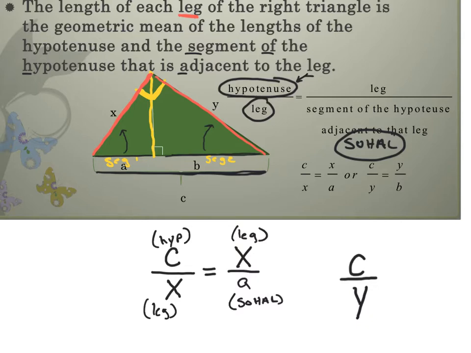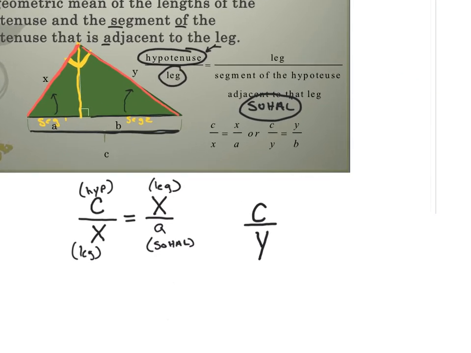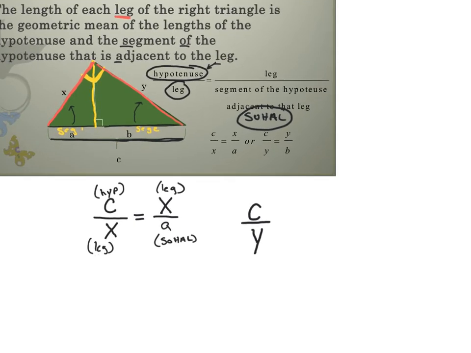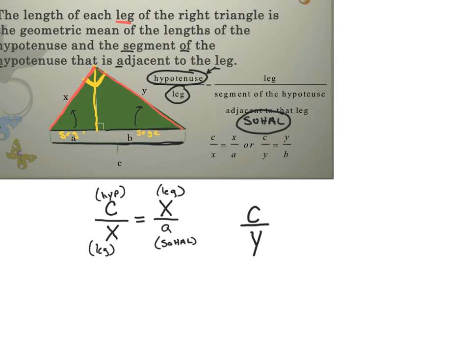But now we're going to play that same game for the other leg. What if I wanted to know the other leg? Well then the hypotenuse isn't going to change. It's just C, the hypotenuse of the big triangle. However, there are two legs. So in this case, we've got the hypotenuse over the other leg is equal to the other leg over the SOHAL, which is B in this case. Because when I look at the leg Y, which is on the right, its next door neighbor segment is B. It's the one that's right next to it. The segment of the hypotenuse. Even if you forget what that is, look at the words.